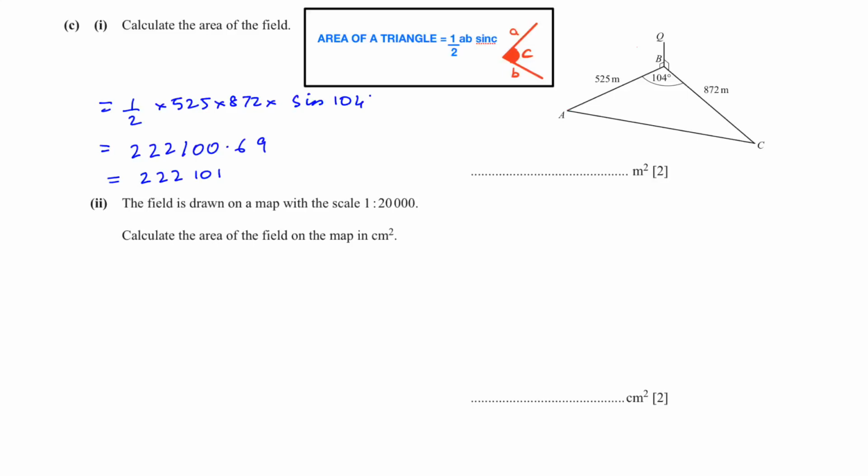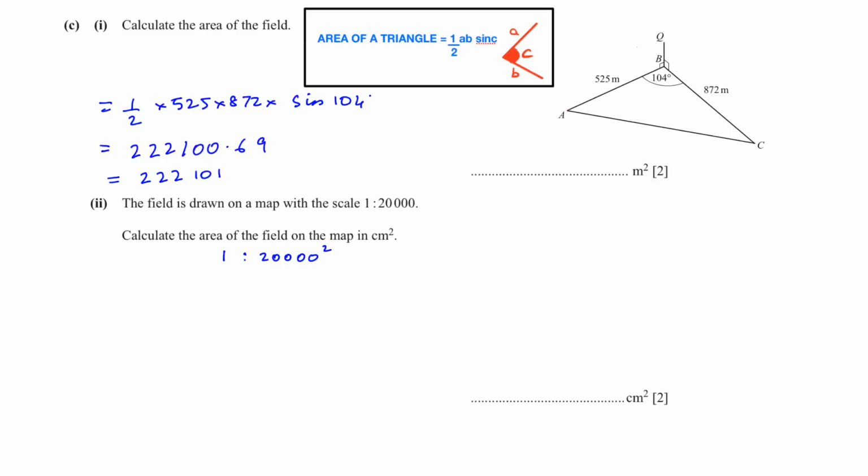Next question. The field is drawn on a map with the scale 1:20,000. Calculate the area of the field on the map in square centimeter. This is the map scale given to us, but this is for distance on the field. We are concerned with the area. Whenever you want to find the area, you have to square your map scale.